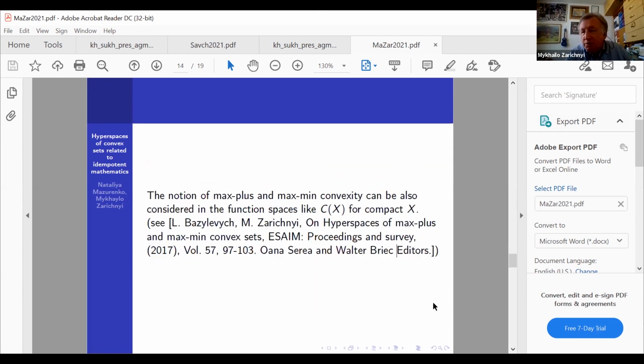Also, obviously these results can be formulated and obtained in other linear spaces, like function spaces like C of X for compact X. So we can introduce the notion of maximum plus convexity in this case, and also for maximum in convexity here. For example, in the separable case, the corresponding hyperspaces are homeomorphic to the separable Hilbert space.